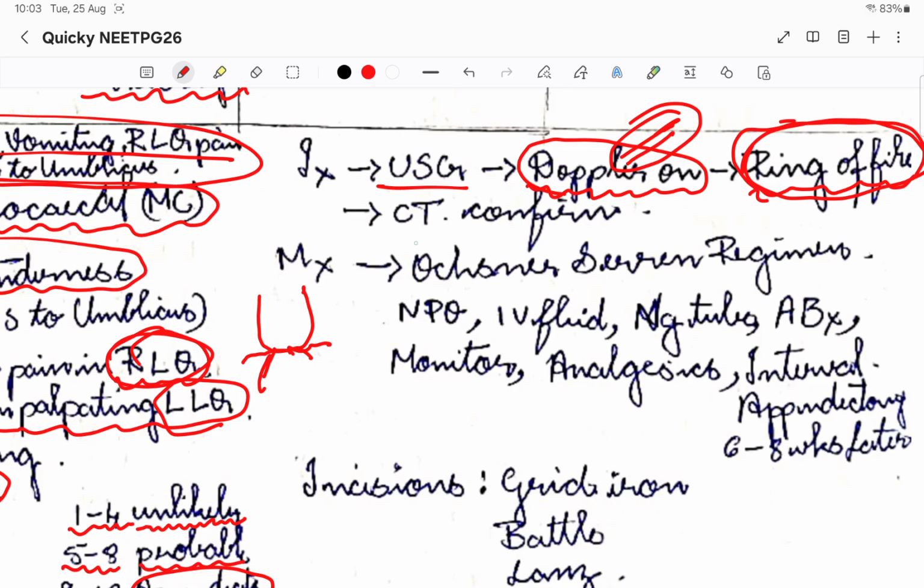Once we confirm on USG, if there is an appendicular mass, we are going to go for CT to confirm the position also. And if a definite finding is not available with respect to USG, we are going to go for CT.